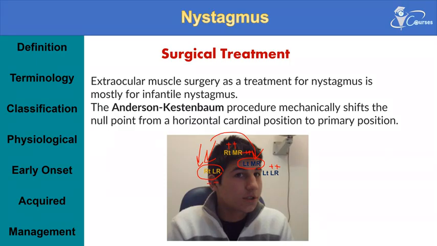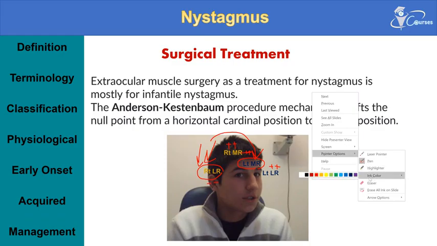Would you like me to explain it again? Yeah, sure. Let me clear this ink.